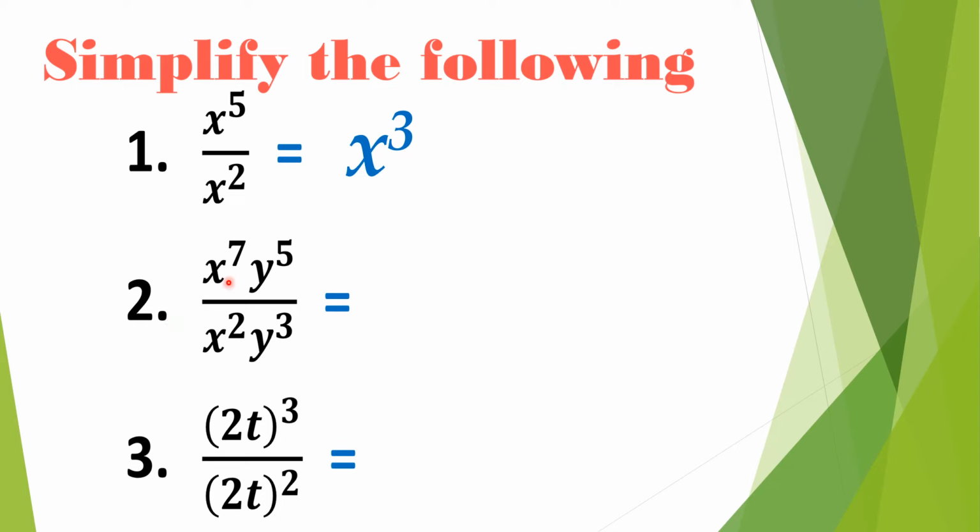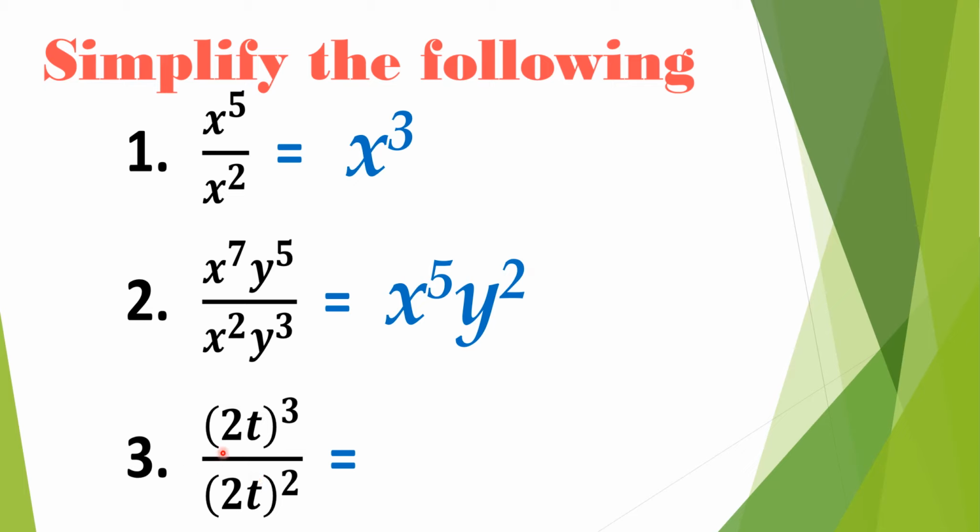Okay, number 2, x raised to 7, y raised to 5, divided by x raised to 2, y raised to 3. Okay, involved ang dalawang variables, x and y. So, the same pa rin, ang isusubtract nating exponent is dapat yung may kaparehong base. So, x and x, and then y to y. So, x, minus ang exponent nila, 7 minus 2, kaya magiging x raised to 5. And then y, copy y, 5 minus 3 is 2. So, ang sagot natin is magiging x raised to 5, then y raised to 2.